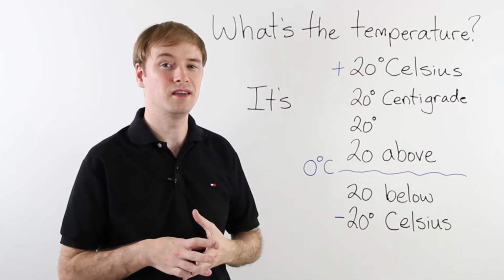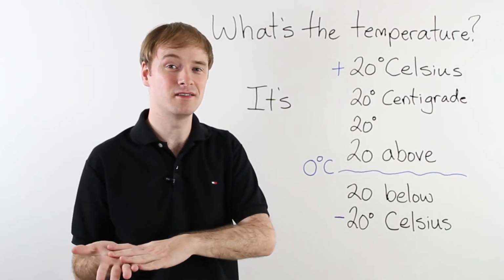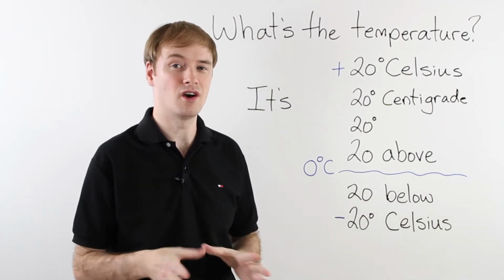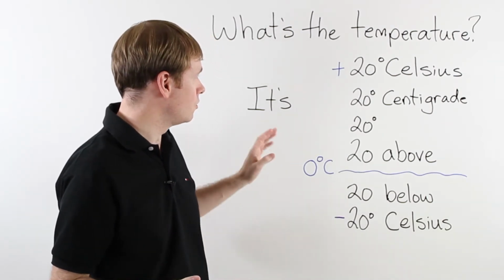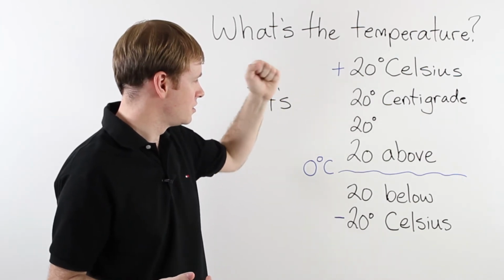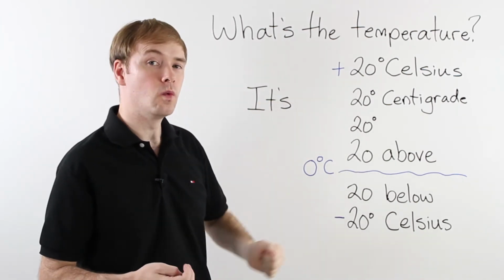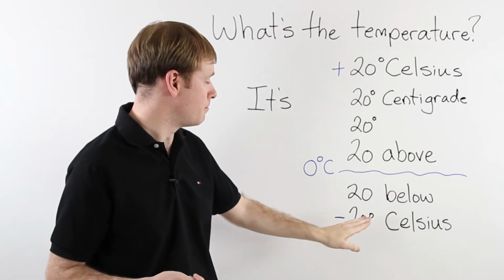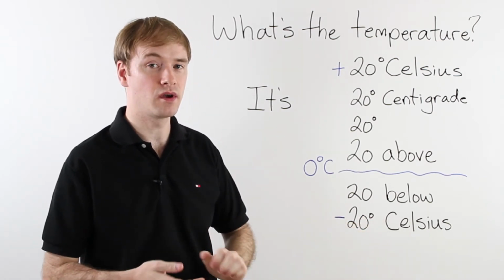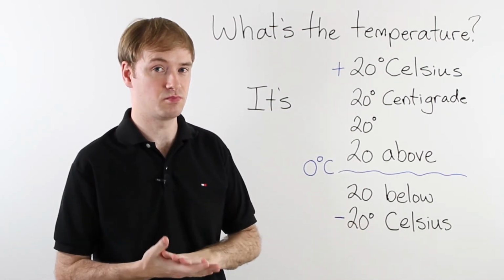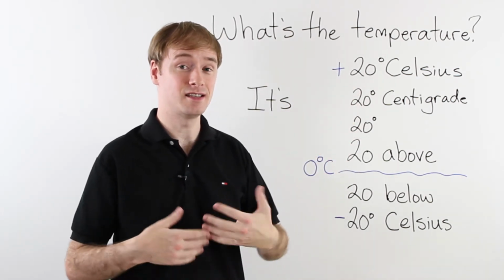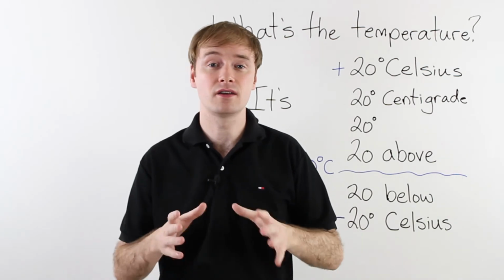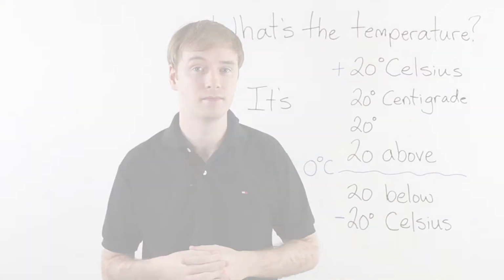If you told me that it's minus 20 degrees Celsius outside, I do not want to go outside. That's very cold. So what's the temperature? It's 20 degrees. What's the temperature? It's minus 20 degrees. Those are the best ways to express it. All right, so I hope you understand how to express Celsius. Let's look at a few more examples.